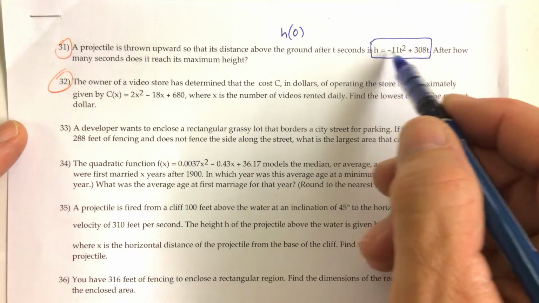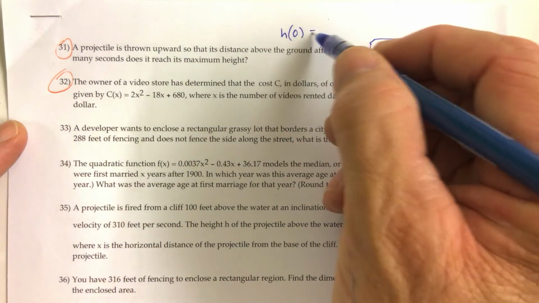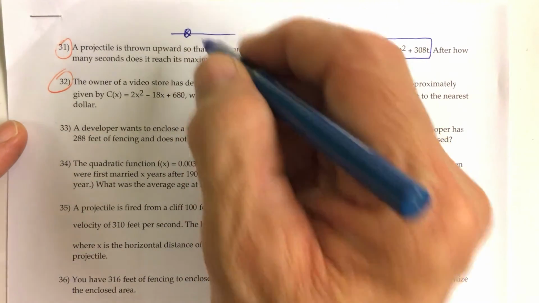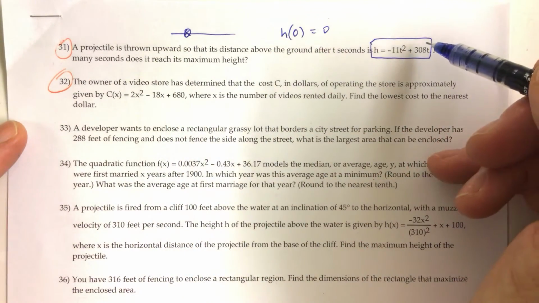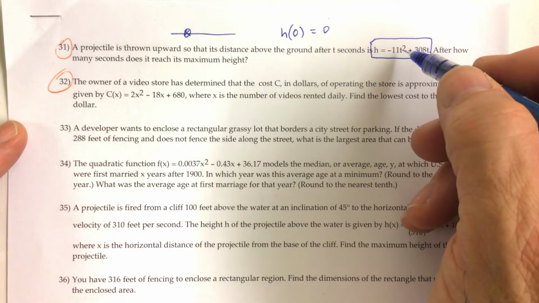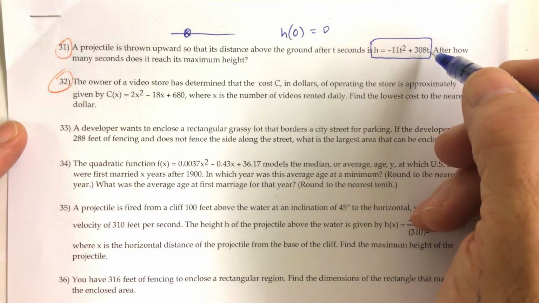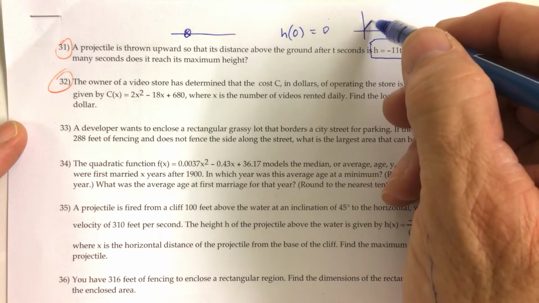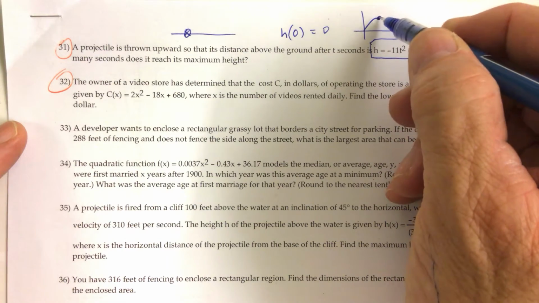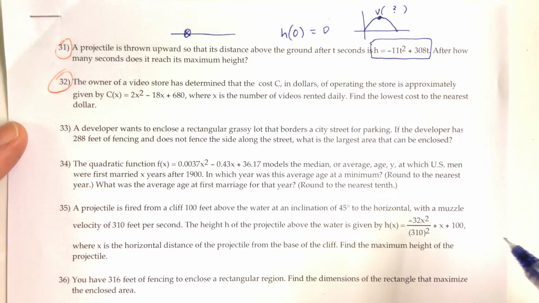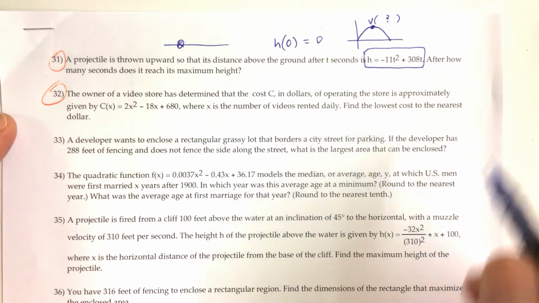And just a couple things we can gather from this function is, well, how high is this projectile at time 0? If you replace t with 0, you just get 0. So it's on the ground at time 0, and then it goes up into the air, and then it comes back down. The projectile is thrown upward, and we have a quadratic function here. So if we were to graph the quadratic function, it would look something like that, and it would have a vertex up there somewhere.